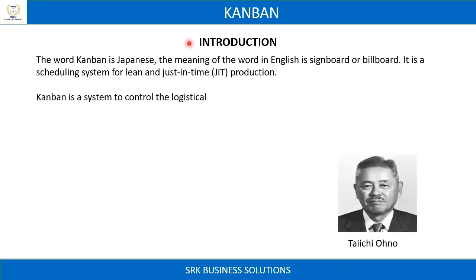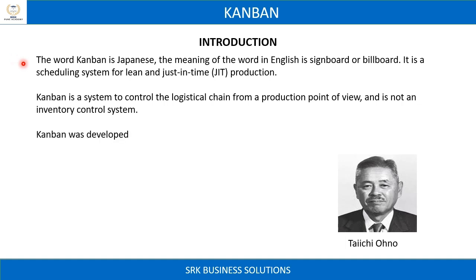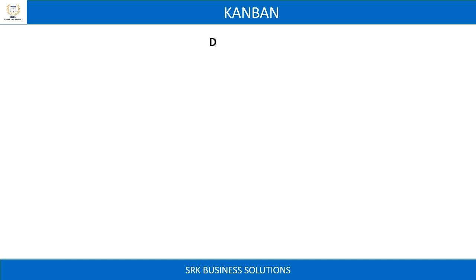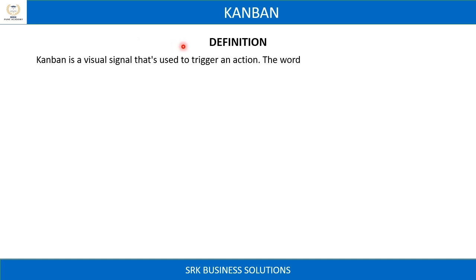The word Kanban is Japanese. The meaning of the word in English is signboard or billboard. It is a scheduling system for lean and just-in-time production. Kanban is a system to control the logistical chain from a production point of view and is not an inventory control system. Kanban was developed by Taiichi Ohno at Toyota to find a system to improve and maintain a high level of production. Let's see the definition.